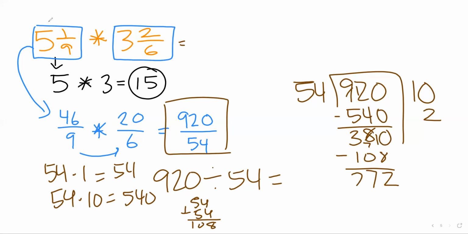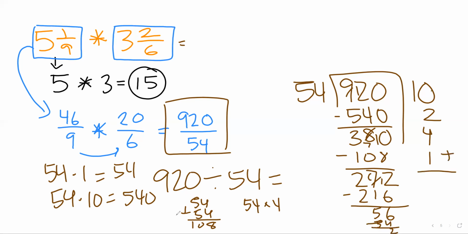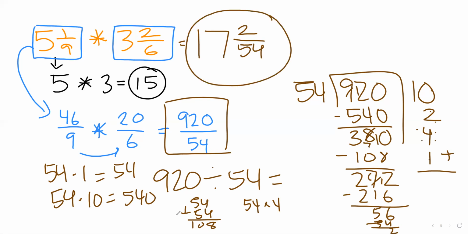So that gives me 272. Let's see, if 54 times 2 is 108, then 54 times 4 is going to be 216, right? I'm just doubling. So that gives me 56 left. Oh, I can do one more group, with 2 left over. So we have 17 wholes, and we have 2 out of 54 left over. So 17 and 2/54 is our answer.